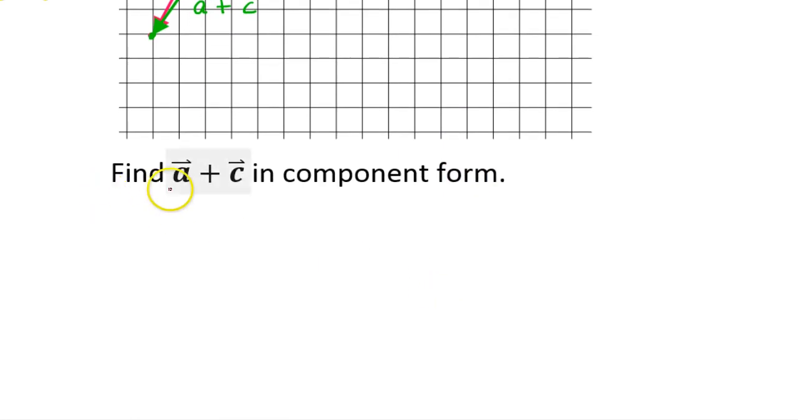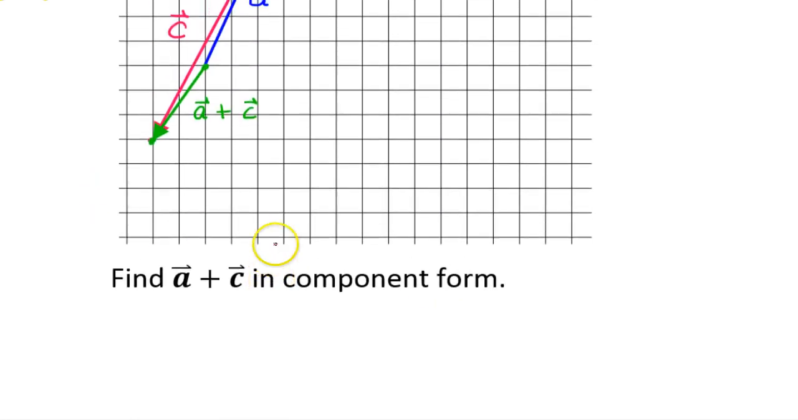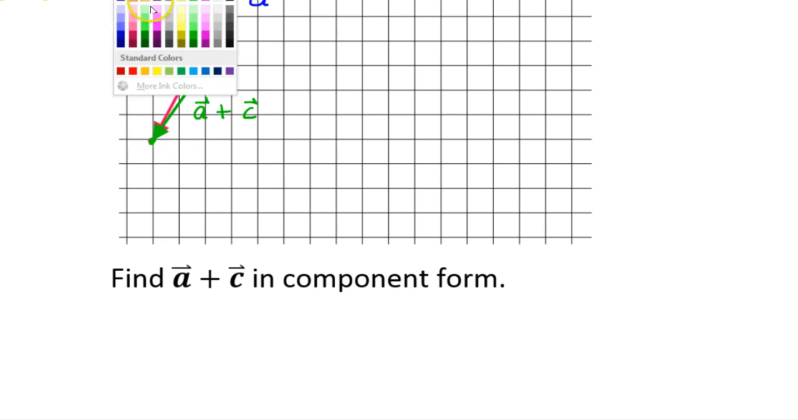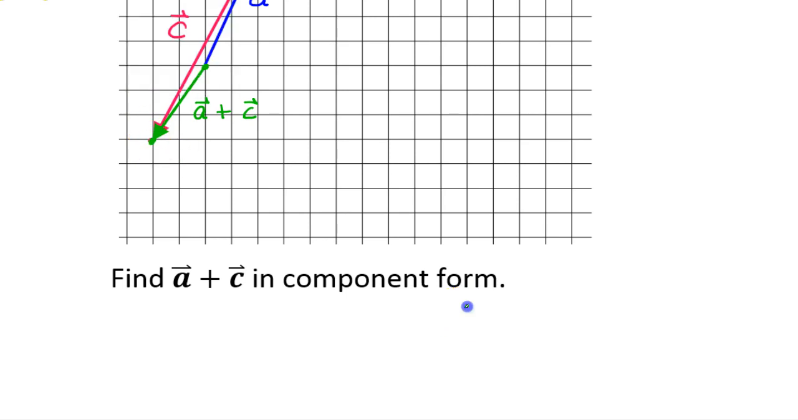Okay, so now we need to write A plus C in component form. So I can look at the graph and see what it should be. Starting from the initial point, it goes left 2 and down 3. So that means the component form should be <-2, -3>.